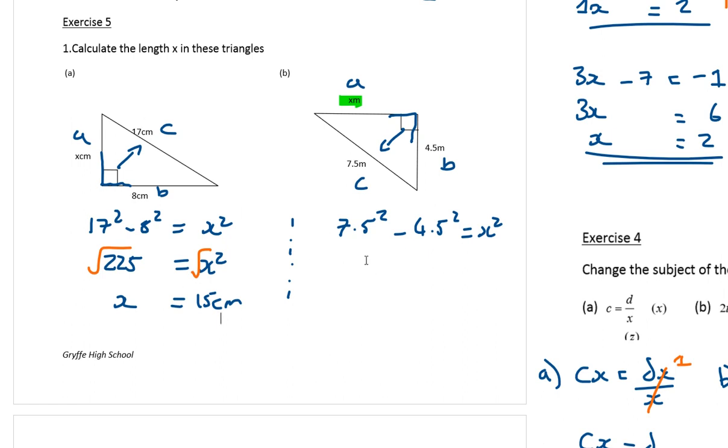Let's do the other side now. So 7.5 squared take away 4.5 squared is going to be 36. And 36 is equal to x squared. So I'm going to take the square root of both sides. You can do that on your calculator if you want.